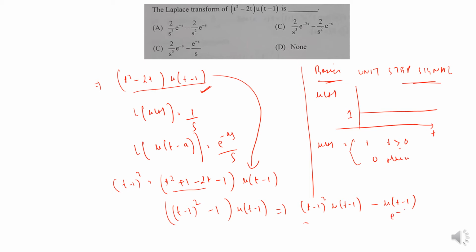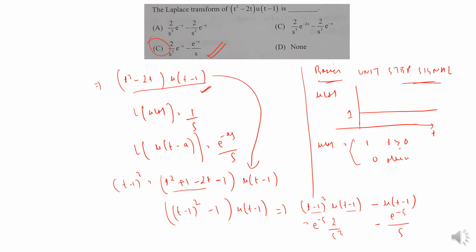Now this we have already seen is e power minus s by s, and minus, what about this? For both the signals we have a delay of 1. U of t minus 1 whole square, and so I can write e power minus s, bringing it outside, then the Laplace of t square, which is 2 by s cube. So the answer to this question is 2 e power minus s by s cube minus e power minus s by s, option C. So option C is the correct answer for this question.